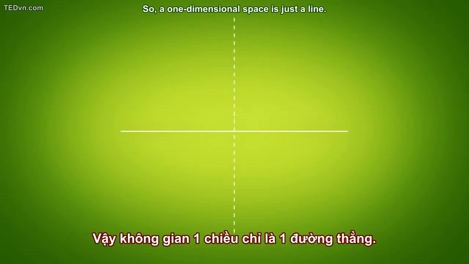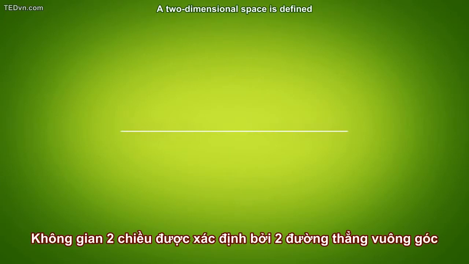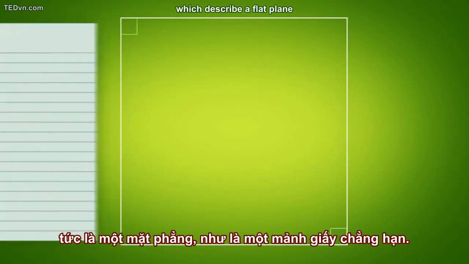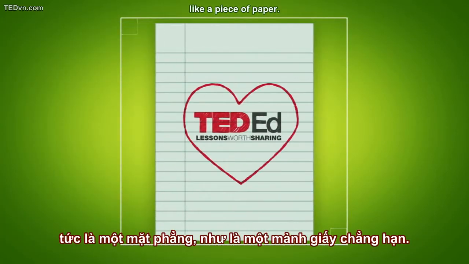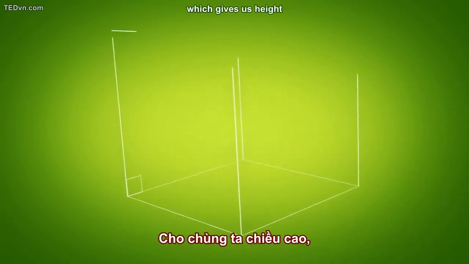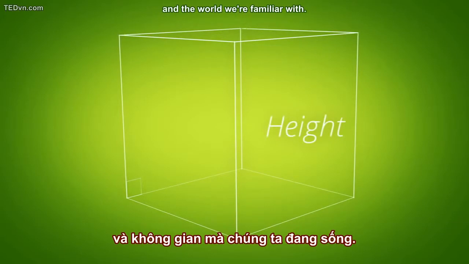So a one-dimensional space is just a line. A two-dimensional space is defined by two perpendicular lines, which describe a flat plane, like a piece of paper. And a three-dimensional space adds a third perpendicular line, which gives us height and the world we're familiar with.